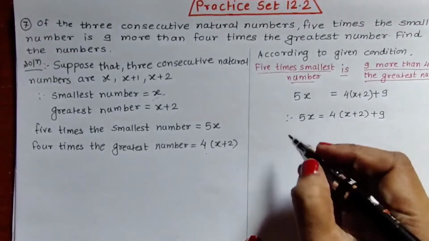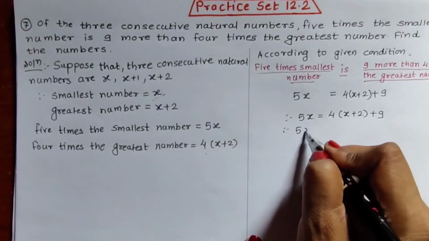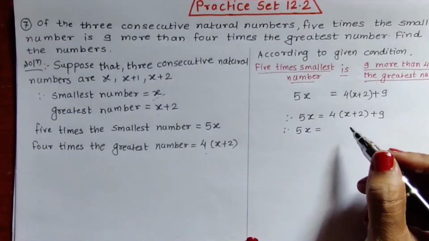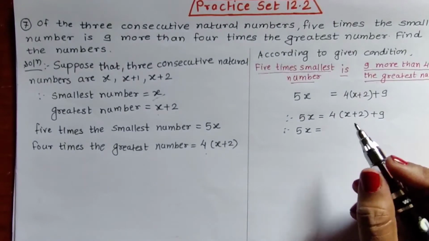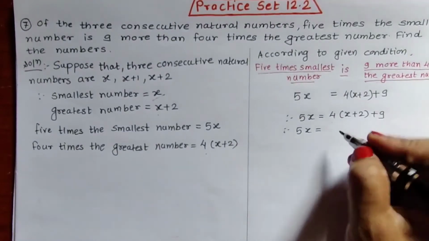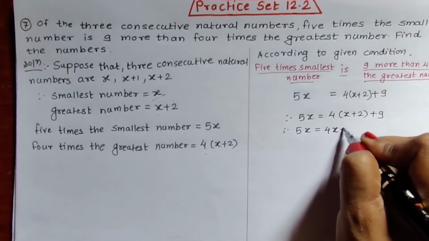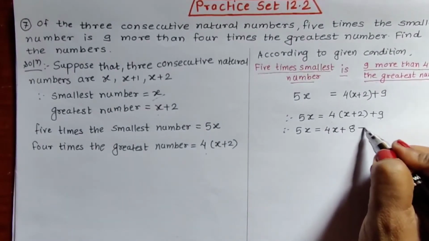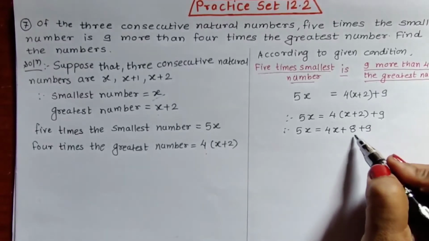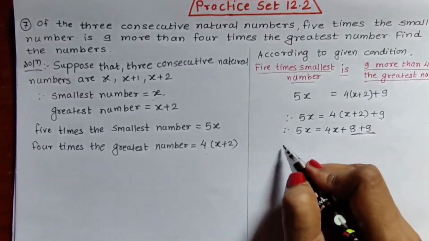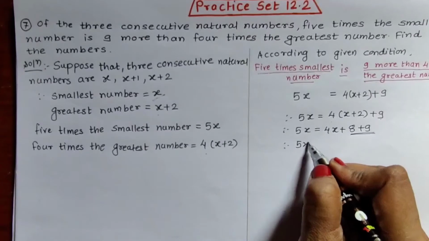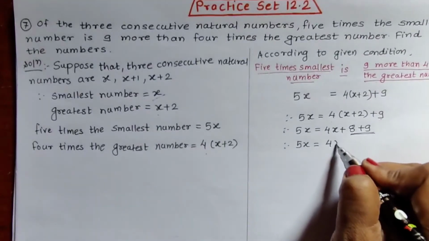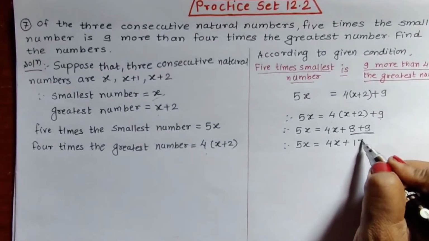Now we have to solve the equation. Solving equation means what? First we have to check whether there is a bracket. So bracket is there. We have to solve the bracket first. 4 into x is 4x plus 4 into 2. 4 2s are 8. And this plus 9 we have to write as it is. 8 plus 9 we can add. So I will be writing remaining terms as it is. 5x is equal to 4x. 8 plus 9 will be 17.